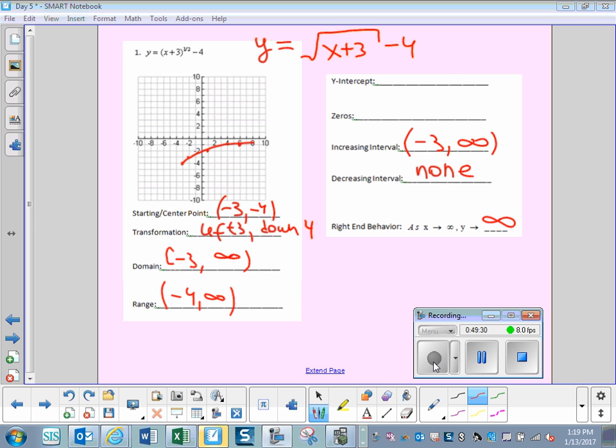For the y-intercept, do you want that decimal? Yes. For this one, yes. Don't instantly go to this one. Do the decimal. Yes.